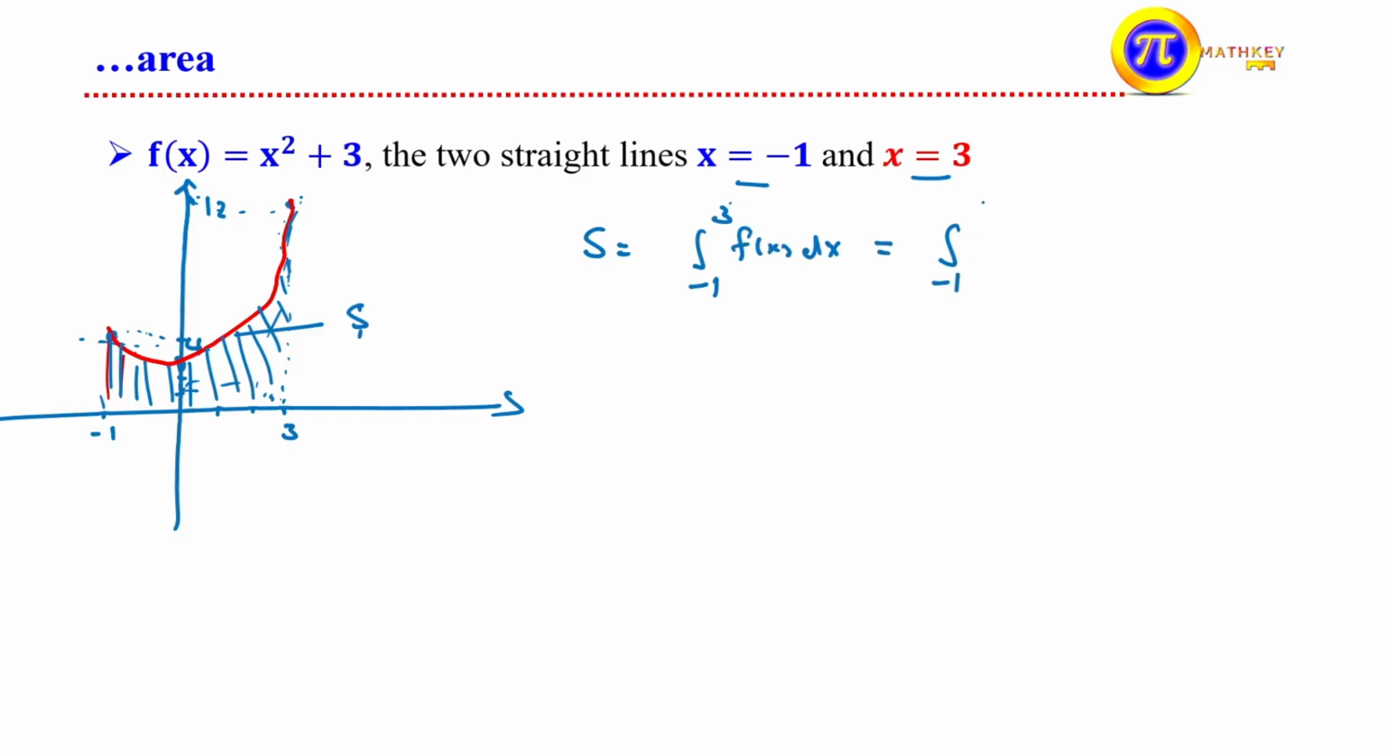So S equals the integration between -1 to 3 of f of x, which equals the integral between -1 to 3 of x squared plus 3. The result equals the integration of x squared, that is x cubed over 3, plus the integration of the constant 3, that is 3x, between -1 to 3 እንወስዳለን.